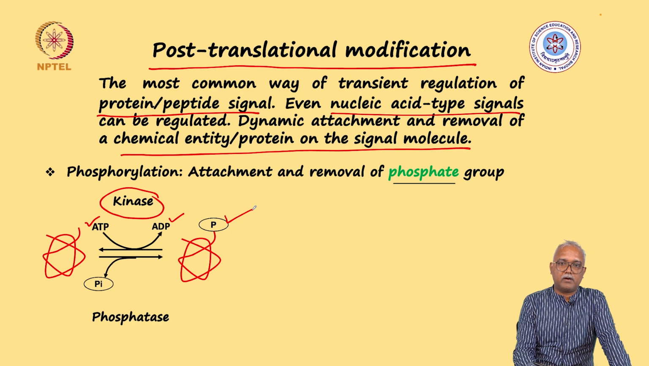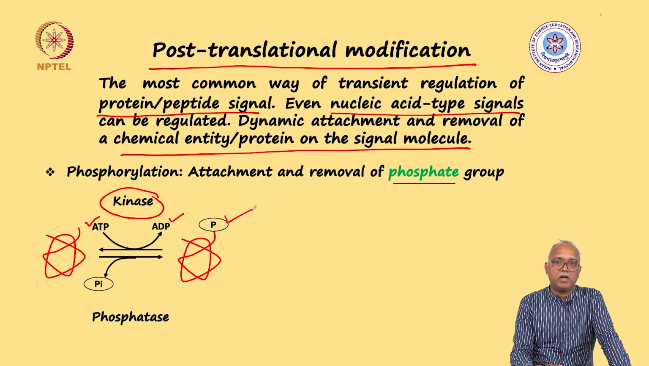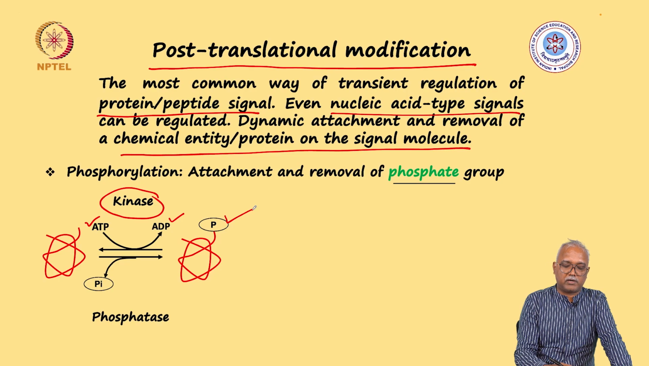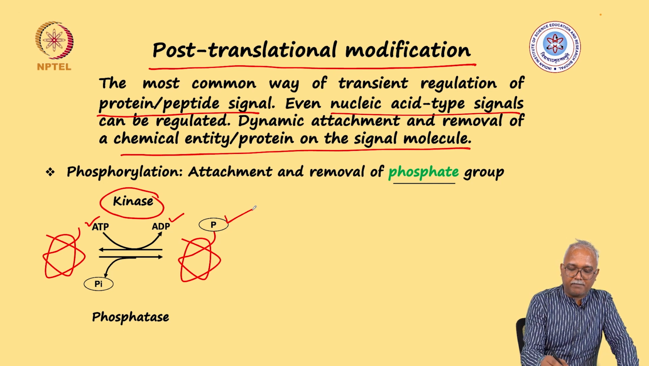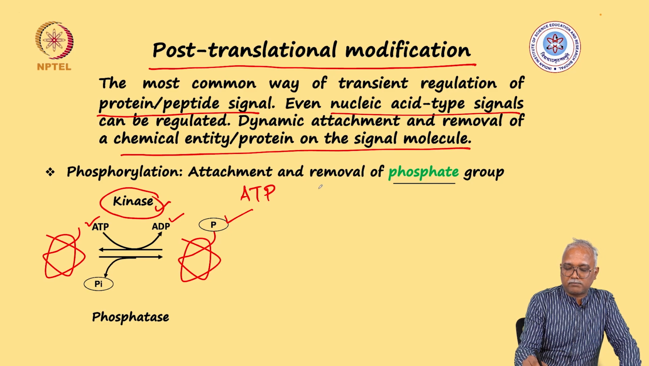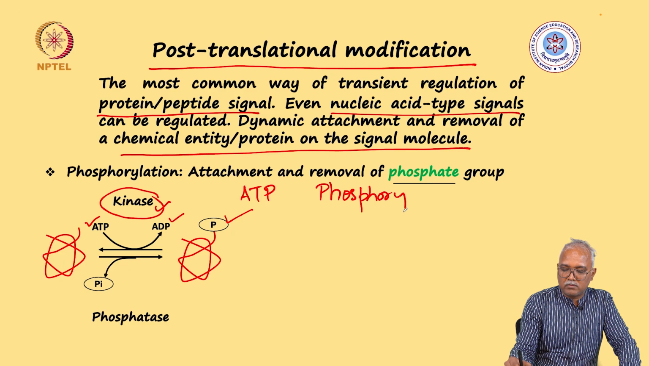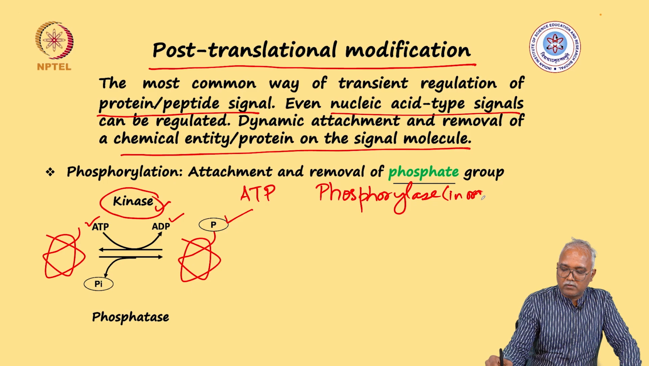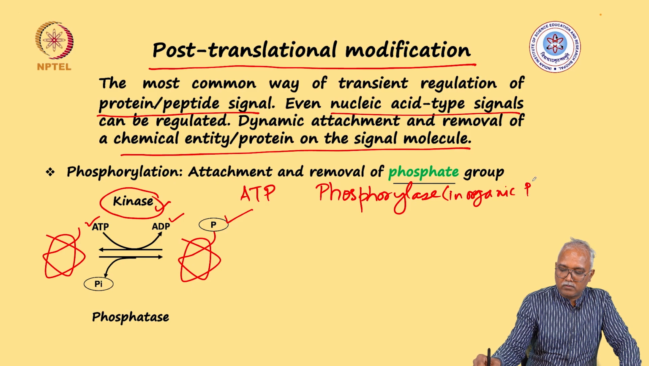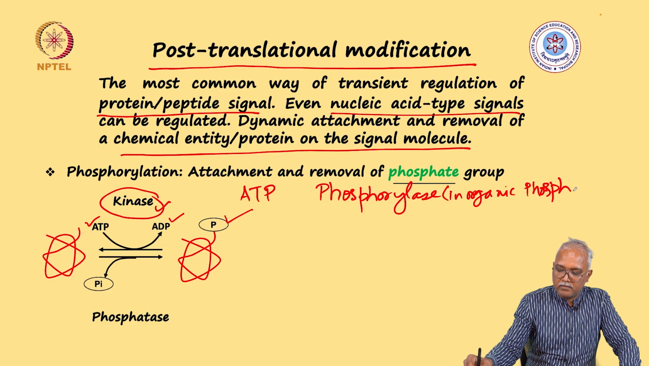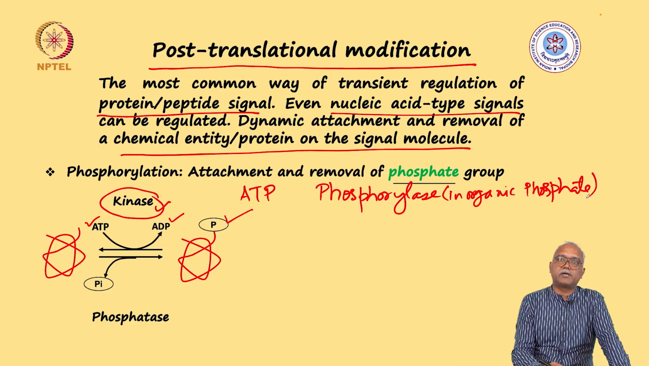This target molecule could be an amino acid, a protein, DNA, genetic material, or it could be a sugar or lipid molecules. So many different things undergo phosphorylation. Here the kinases use ATP. There is another group of enzymes called phosphorylases. They use inorganic phosphate for transferring the phosphate group to the desired molecule.